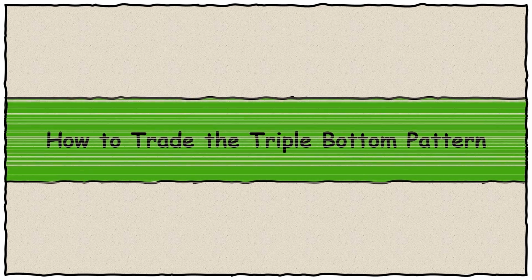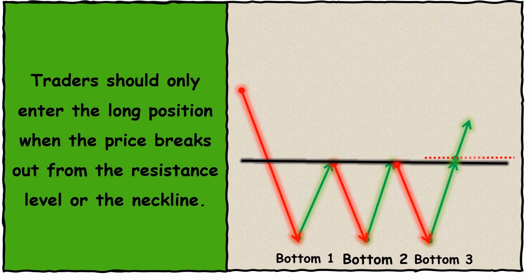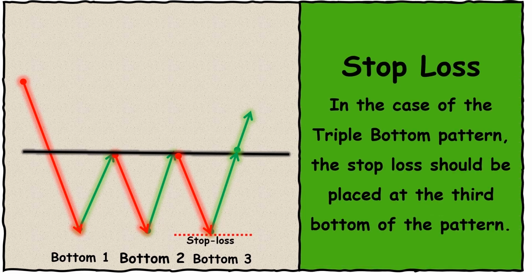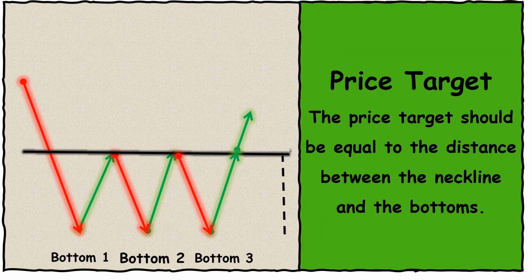How to trade the triple bottom pattern? Traders should only enter the long position when the price breaks out from the resistance level or the neckline. Stop loss. In the case of the triple bottom pattern, the stop loss should be placed at the third bottom of the pattern. Price target. The price target should be equal to the distance between the neckline and the bottoms.